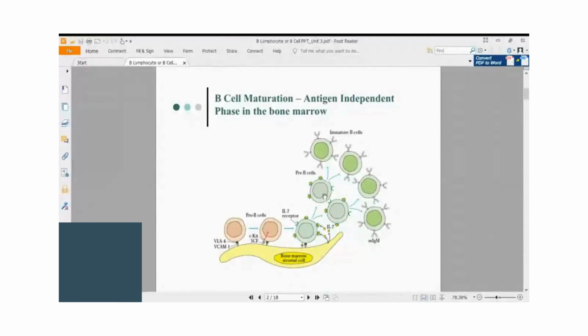A large number of clones of pre-B cells will be produced. It will be in millions. Each time it will be in millions.